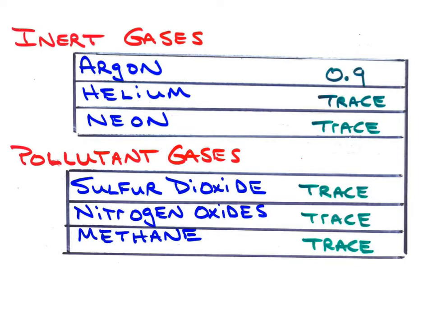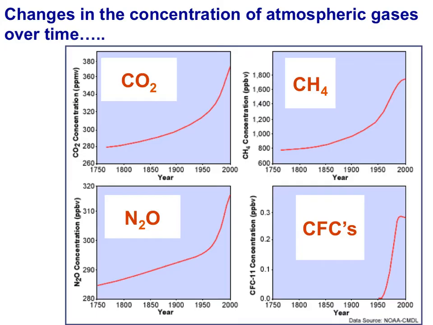Trace gases include argon, helium, and neon, but there are also trace levels of sulfur dioxide, nitrogen oxides, and methane. Now, these substances become important in our discussion of atmospheric pollution. Take some notes now. Don't miss this slide, because the term trace appears to indicate no relevance. That's not the case.